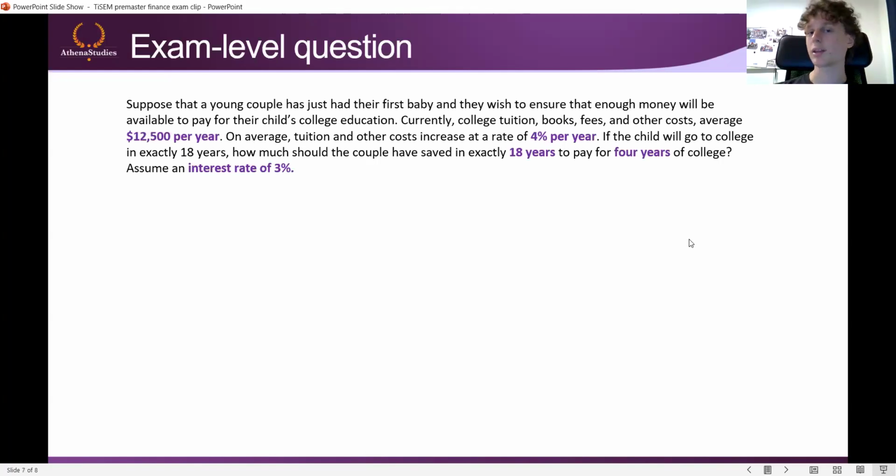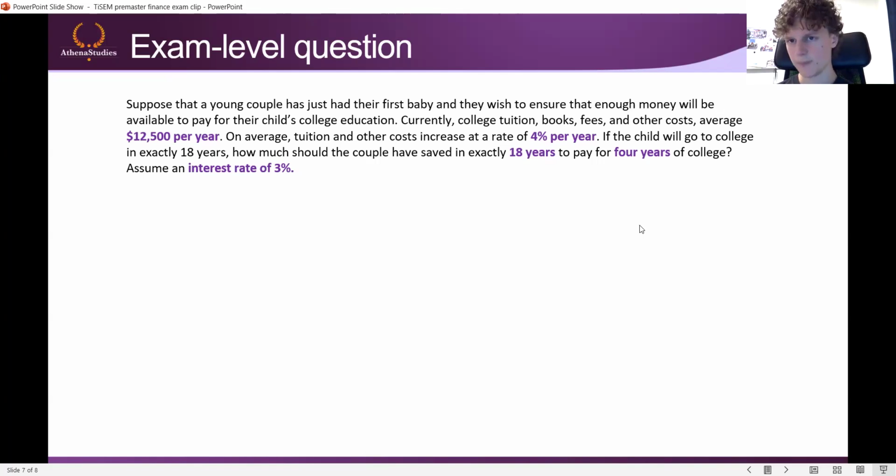Suppose that a young couple has just had their first baby and they wish to ensure that enough money will be available to pay for their child's college education. Currently, all of those costs together average around $12,500 per year. And on average, first of all, that's our first important part of information, so I've marked that purple. And most importantly, on average, tuition and other costs increase at a rate of 4% per year. Now, when you see a percentage and an increase, and they say it's per year, already instantly you should start thinking about compounding. We have all the ready information to get started on compounding aside from the periods.